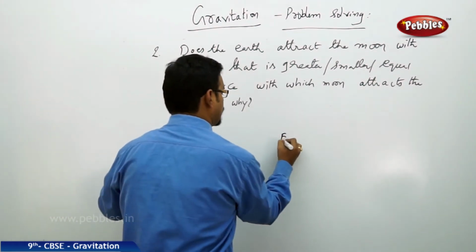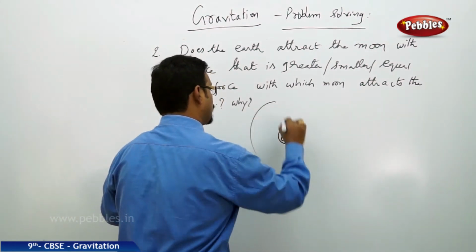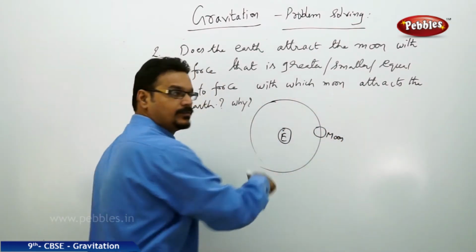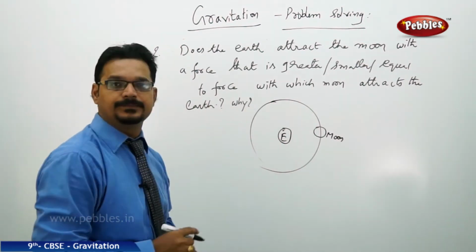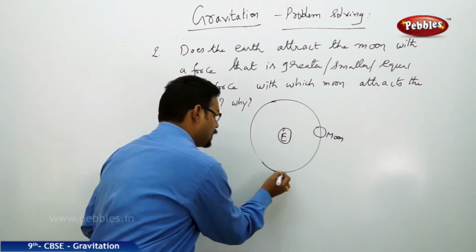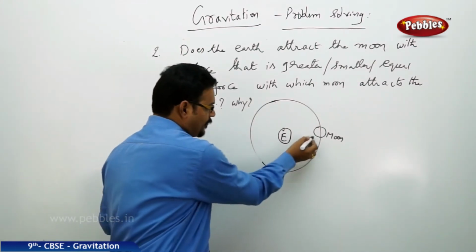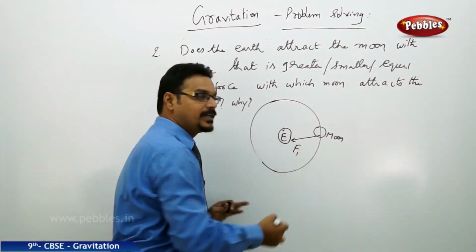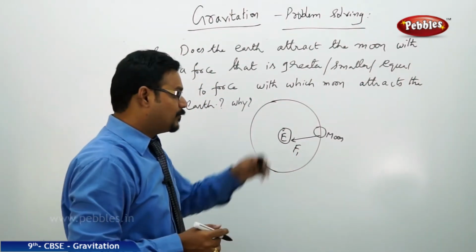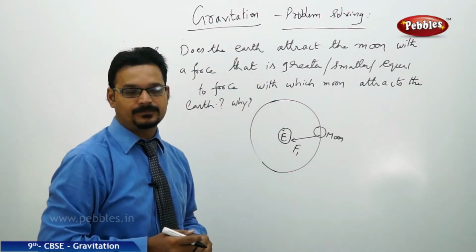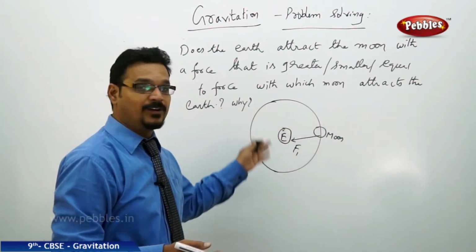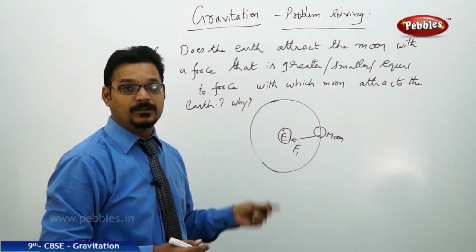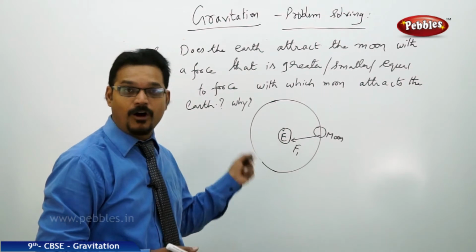So this is earth, and around earth the moon is there, rotating around the earth. Now as you know, earth attracts the moon using a force called gravitational force. So this is F1. Because of that, the moon has to fall into the earth, but as you know the moon is not falling into the earth. Why? Because the moon is also attracting the earth with the same force, equal and opposite to it.